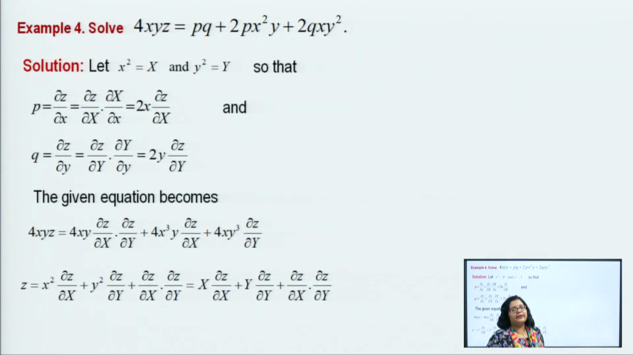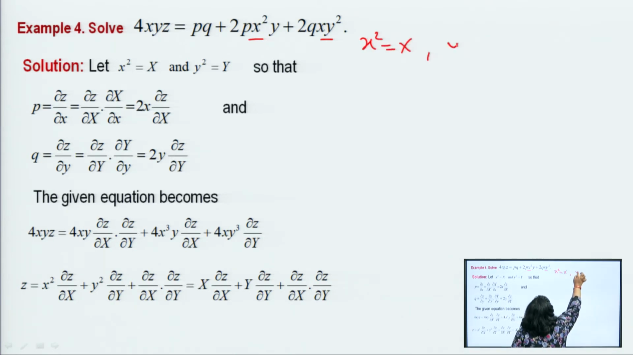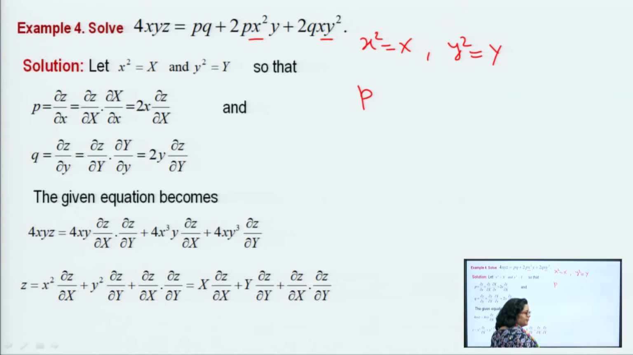Now, solve the next. This equation is 4xyz is equal to pq plus 2px square y plus 2qxy square. What is the type of this? This equation cannot be reduced to type first, and we can reduce this equation to type second. For reducing to type second, we assume that x square is equal to capital X, y is equal to capital Y, and find the value of p in the form of capital Z.